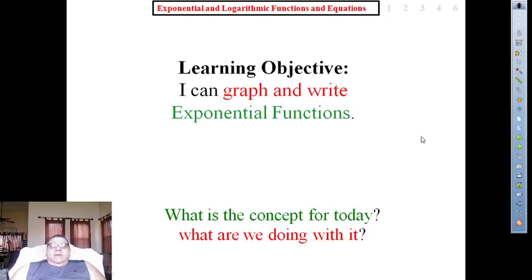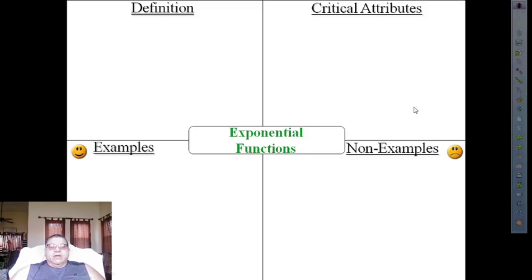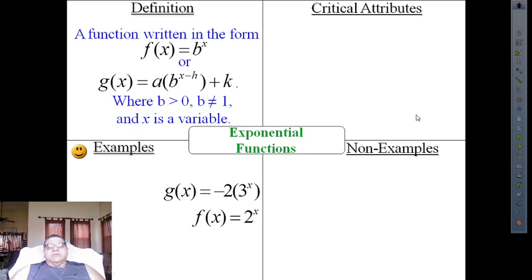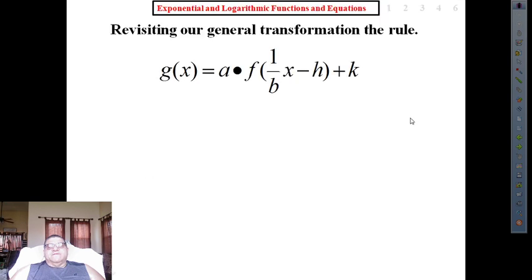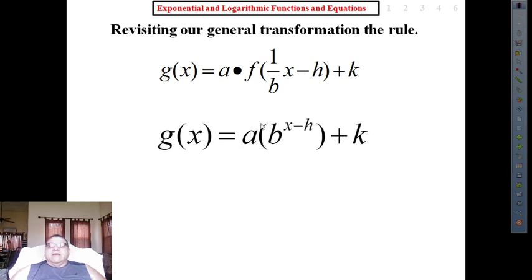Alright, so our objective for today: I can graph and write exponential functions. Just to recap from last week, we know what exponential functions are. We don't need to do that, you're going to do that by yourself. We revisited the general form, and we know what the parameters do: a, b, h, and k. Then we applied that to our exponential form: a times b to the x minus h, close parentheses, plus k.